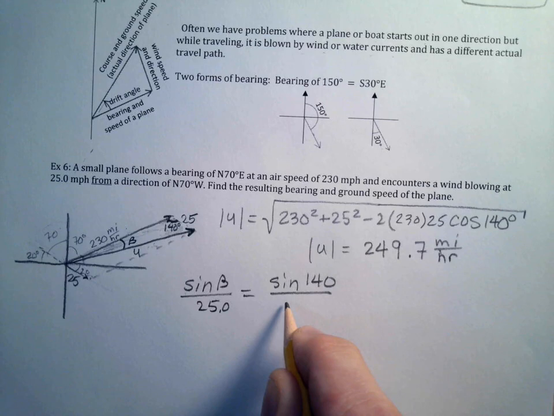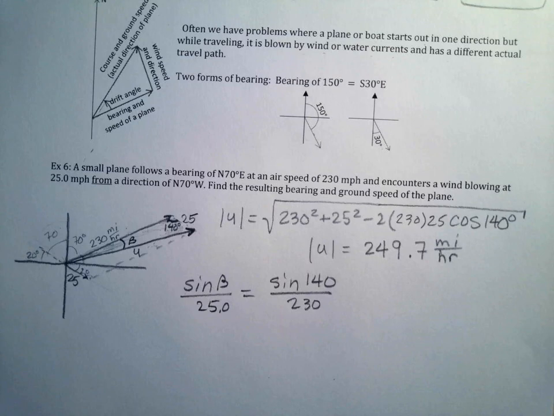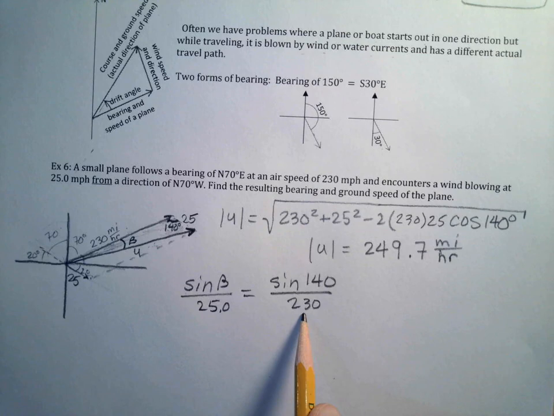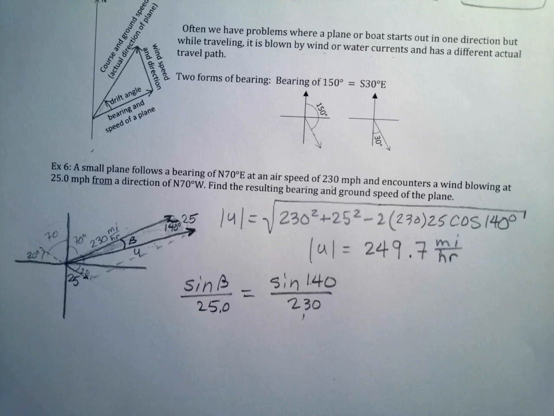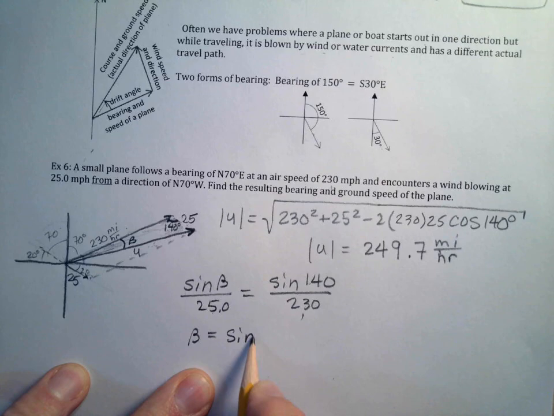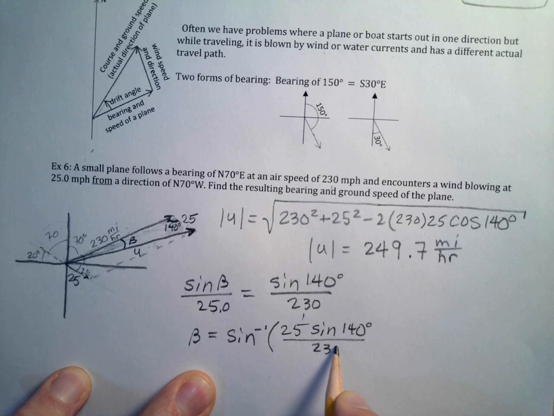230. Now, in my notes I have typed 250, so I just want to make sure I have the right answer when I type this in. 230, yeah, my notes have 250. I'm not sure why. Maybe I had a different value at some point. So let's calculate this. I'm going to move the 25 up. Let's just write it out. We have beta is equal to the inverse sine of 25 sine of 140 degrees over 230. Let me type that into my calculator.